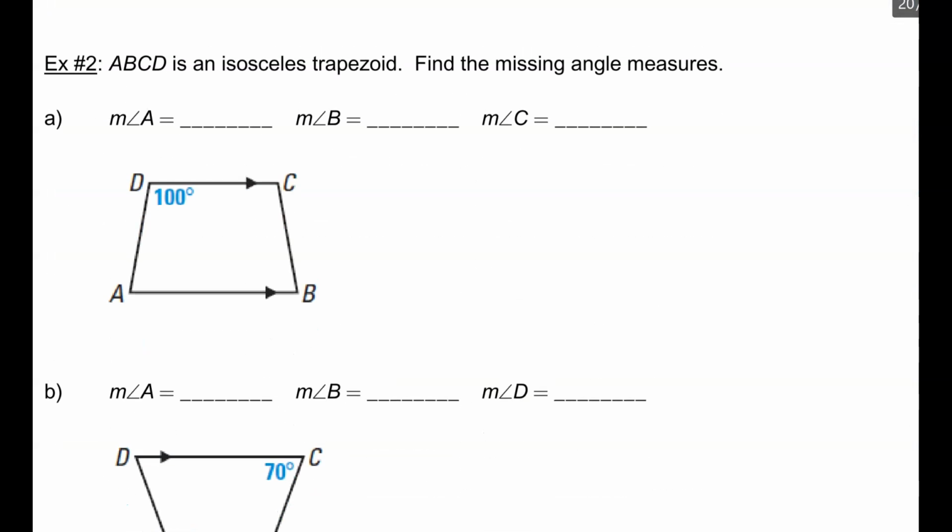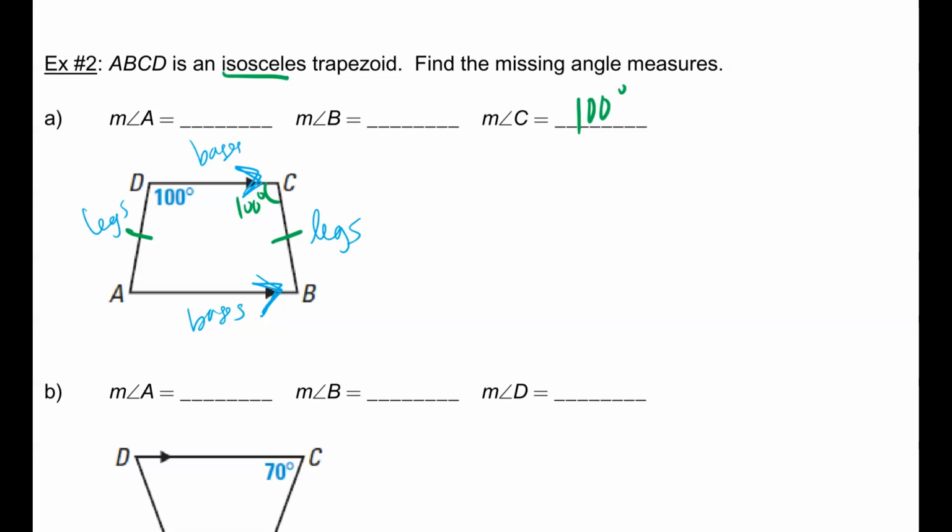All right, so here we have an isosceles trapezoid. Find the missing angle measures. Okay, so because it's an isosceles trapezoid, that means these two sides are congruent. I know it's those two sides because these are the parallel ones. The parallel ones are the bases, and the ones that are not parallel are the legs, and the legs would be congruent. Okay, so because it's an isosceles trapezoid, this angle must be 100 degrees because base angles are congruent. So angle C, 100 degrees.